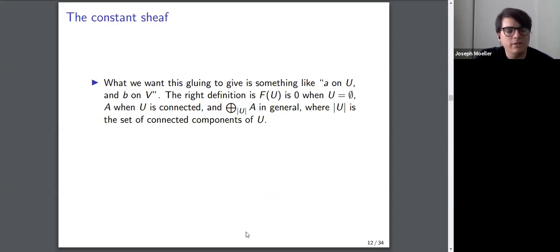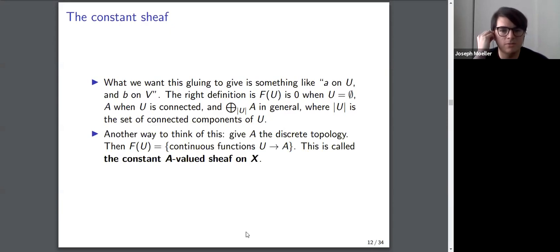And there's sort of an easier way to say this that feels a little arbitrary, but this says that you can take the group A and make it a topological space in the discrete way. And then you consider continuous functions from U into A. And that'll give you the same thing as what I described above. And so this is what you actually call the constant sheaf on X. It's not constant, but it's as close to constant as you can possibly get.